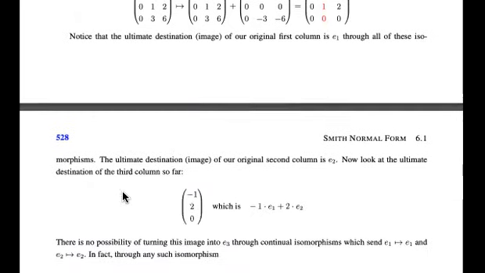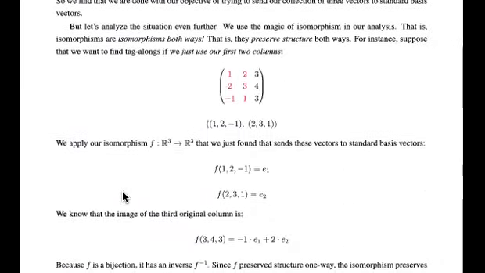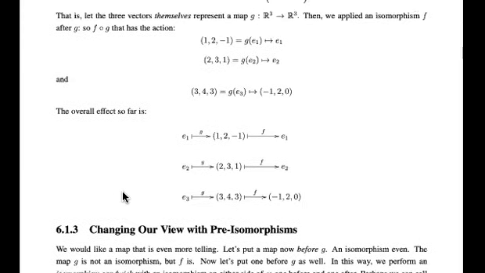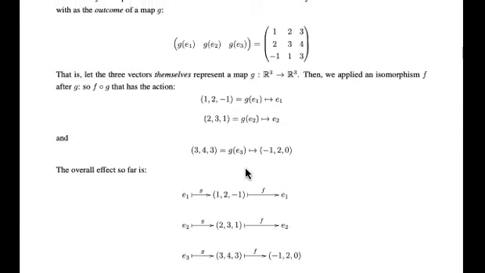So in the next section it might be clear why we call that post-isomorphisms, because we're going to deal with something called pre-isomorphisms. Post-isomorphisms were just row operations.